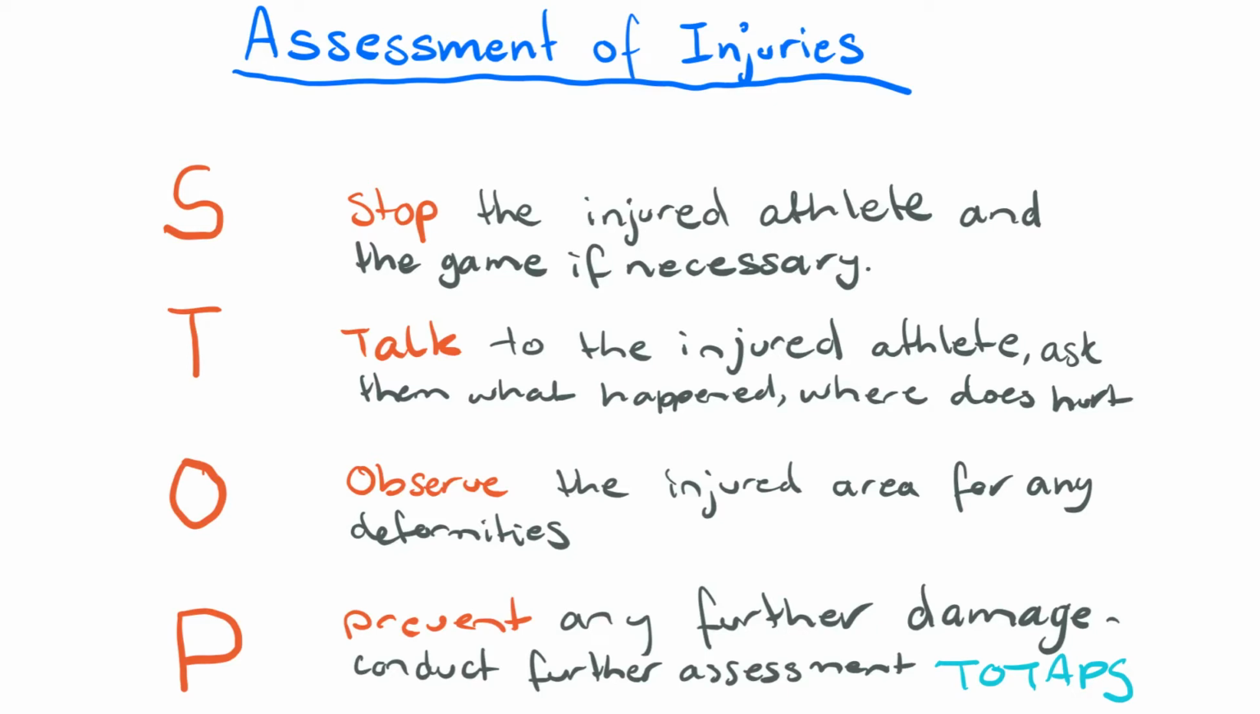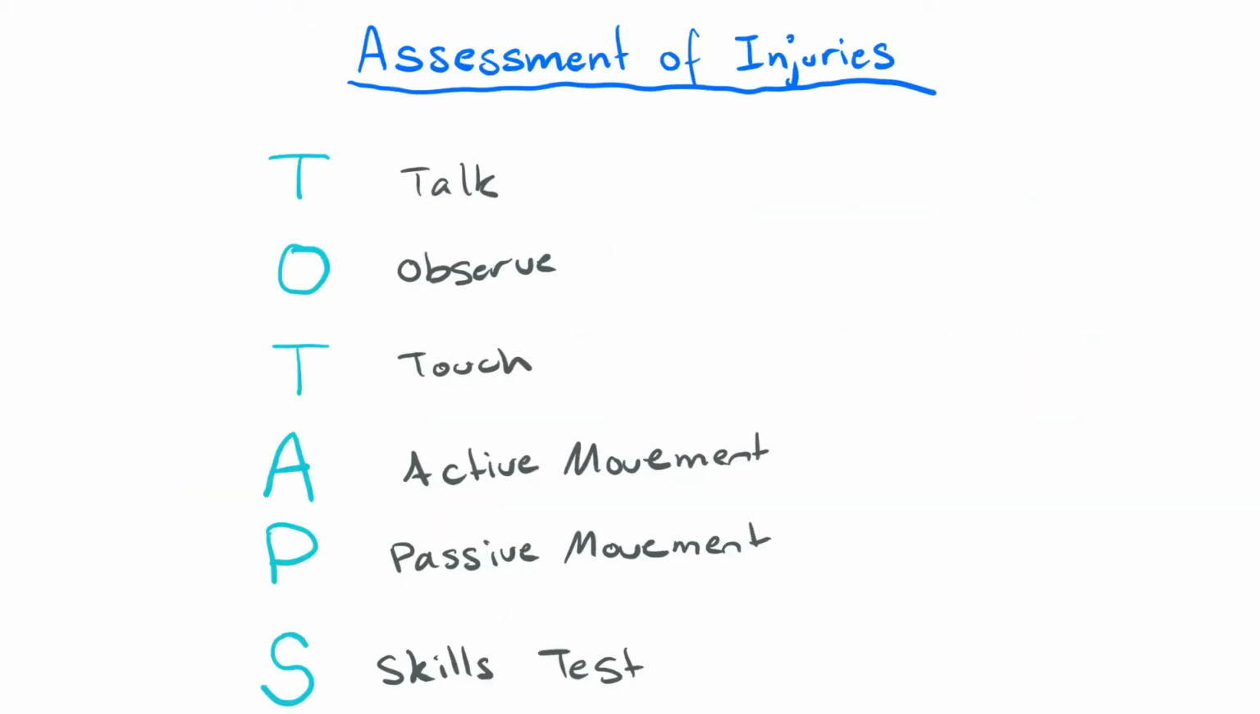These are some pretty obvious things that we do, and when an injury happens straight away, we apply this STOP process, and then once we've applied that and we're all clear, we go into the prevent stage, which is where we have this much deeper assessment of injury, which is called TOTAPS. So let's have a look at what TOTAPS actually stands for. We have TOTAPS, the T being talk, the O observe, T for touch, A for active movement, P for passive movement, and then S for skills test.